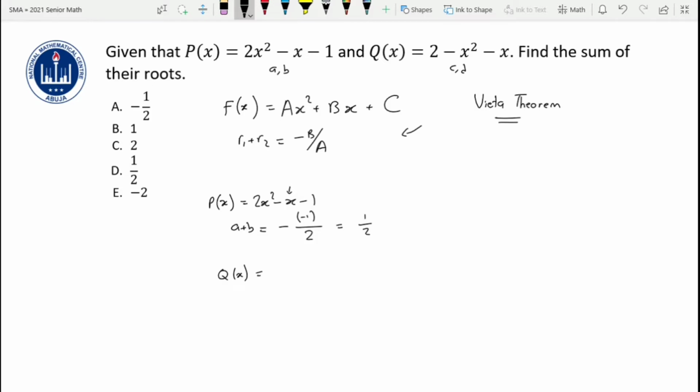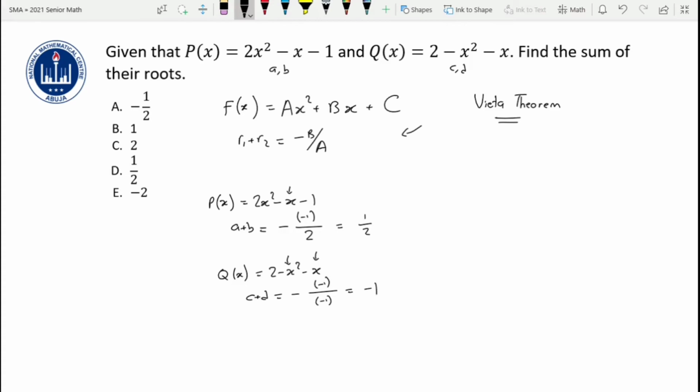And for q of x, it's a similar thing that we're going to do here too. For q of x, we're told that it is 2 minus x squared minus x, and the sum of the roots is c plus d. This is going to be the same thing again, minus the coefficient of x, which here is minus 1, so that will be minus minus 1. And the coefficient of x squared here is also minus 1, since we have minus x squared. So that will be minus minus 1 over minus 1, and this becomes minus 1.